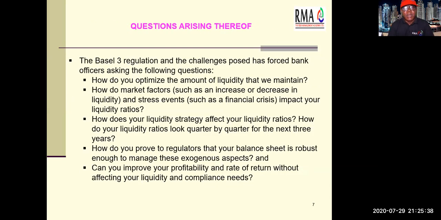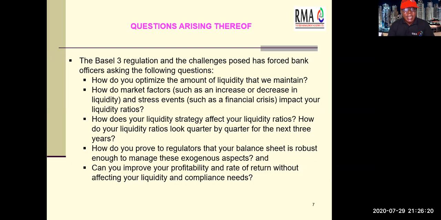So what has then happened is that many bank officials are asking questions, because the Basel III Accord poses certain challenges, and that has made them ask a couple of questions. The first question is, how would they be able to optimize the amount of liquidity that they need to maintain? And that question is very important, because there is an inverse relationship between liquidity and profitability of an organization. So they are raising that question: how can they optimize the amount of liquidity that they need to maintain?